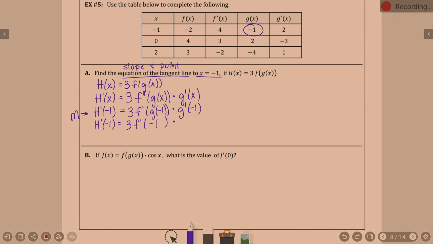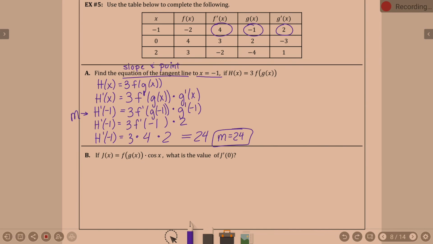Didn't I just ask this question? Oh, g prime, there we go. I'm like, no, why am I so confused? Okay, I totally missed my own prime there. G prime of -1 is 2. Glad you guys are keeping me straight here. Now what? Now, 3 times f prime of -1, 4, times the 2 we already had. 24. I'm so proud of myself. Oof, okay, multiplication. So slope is 24.